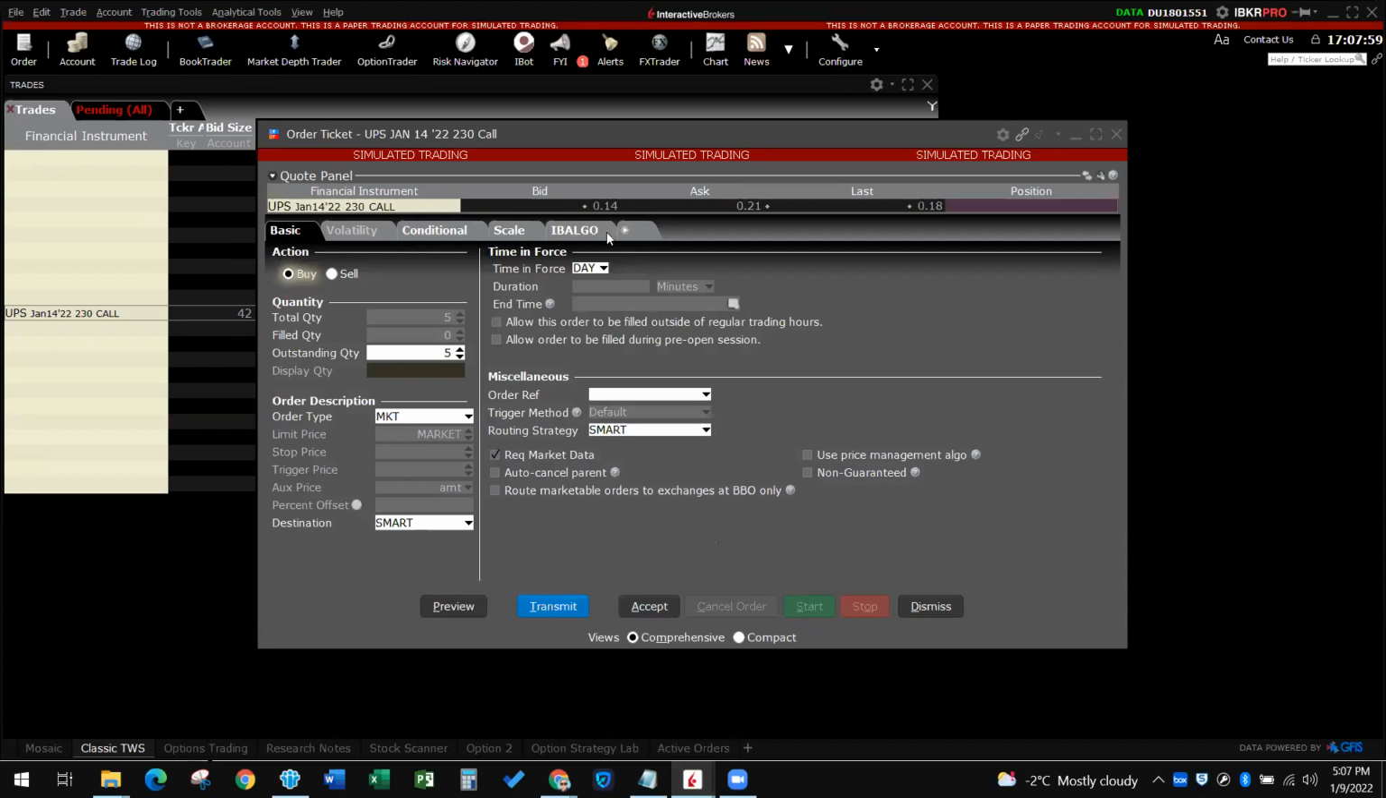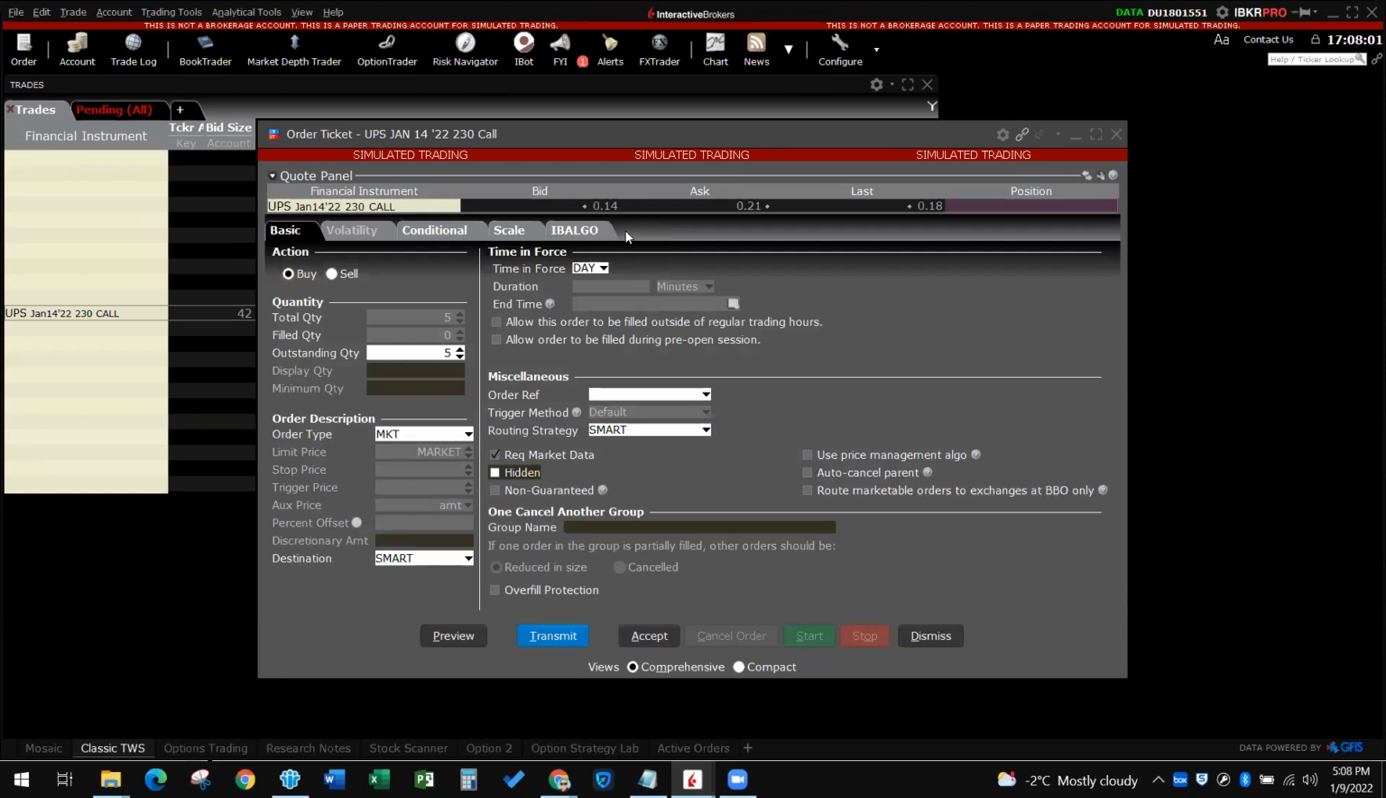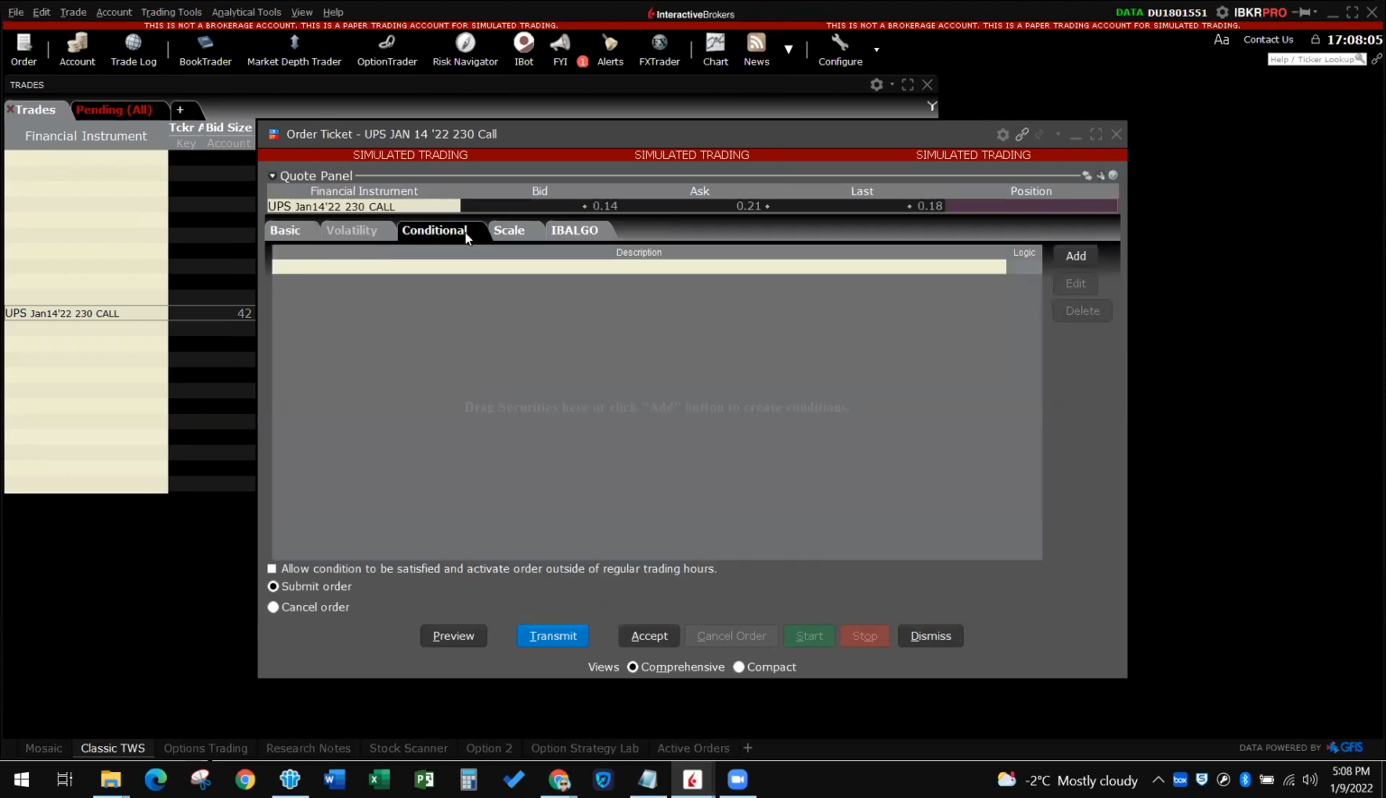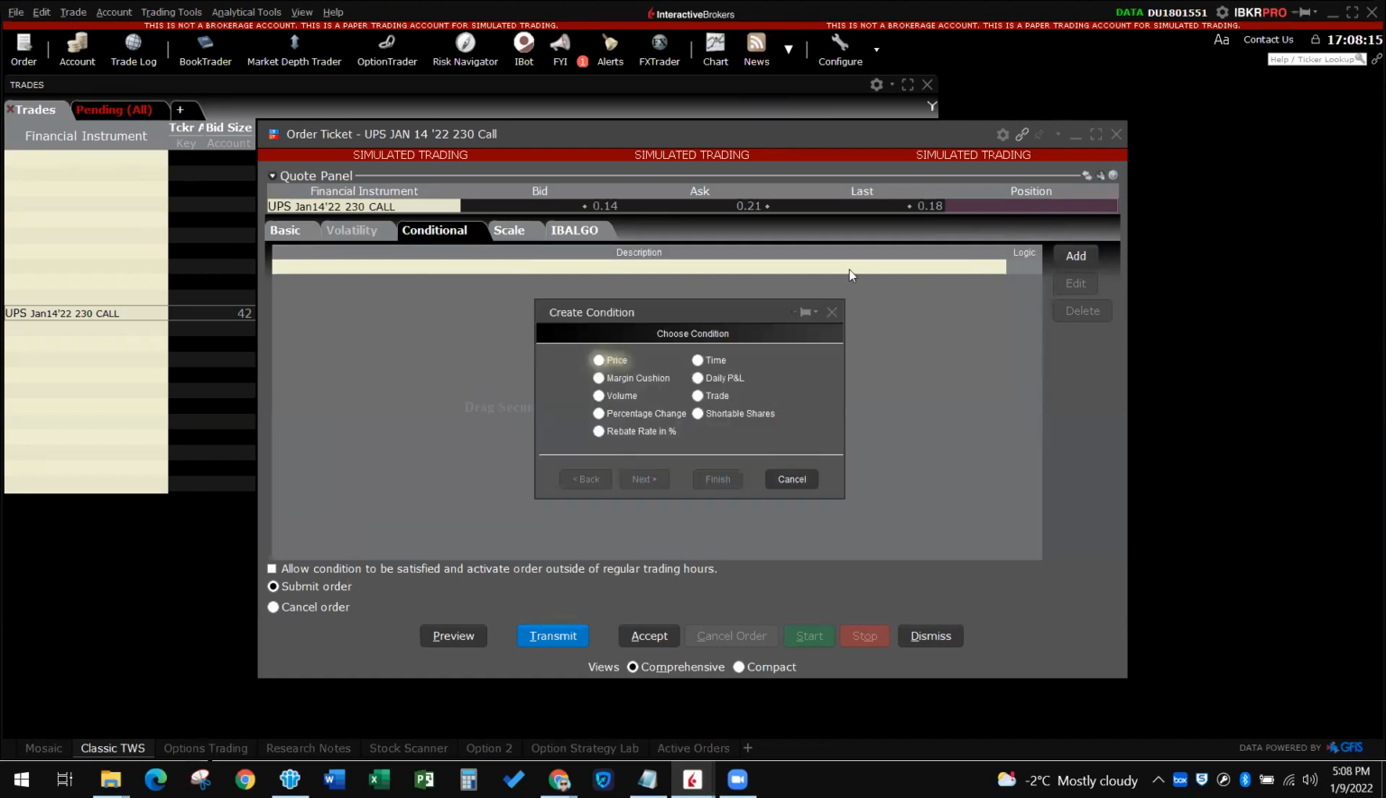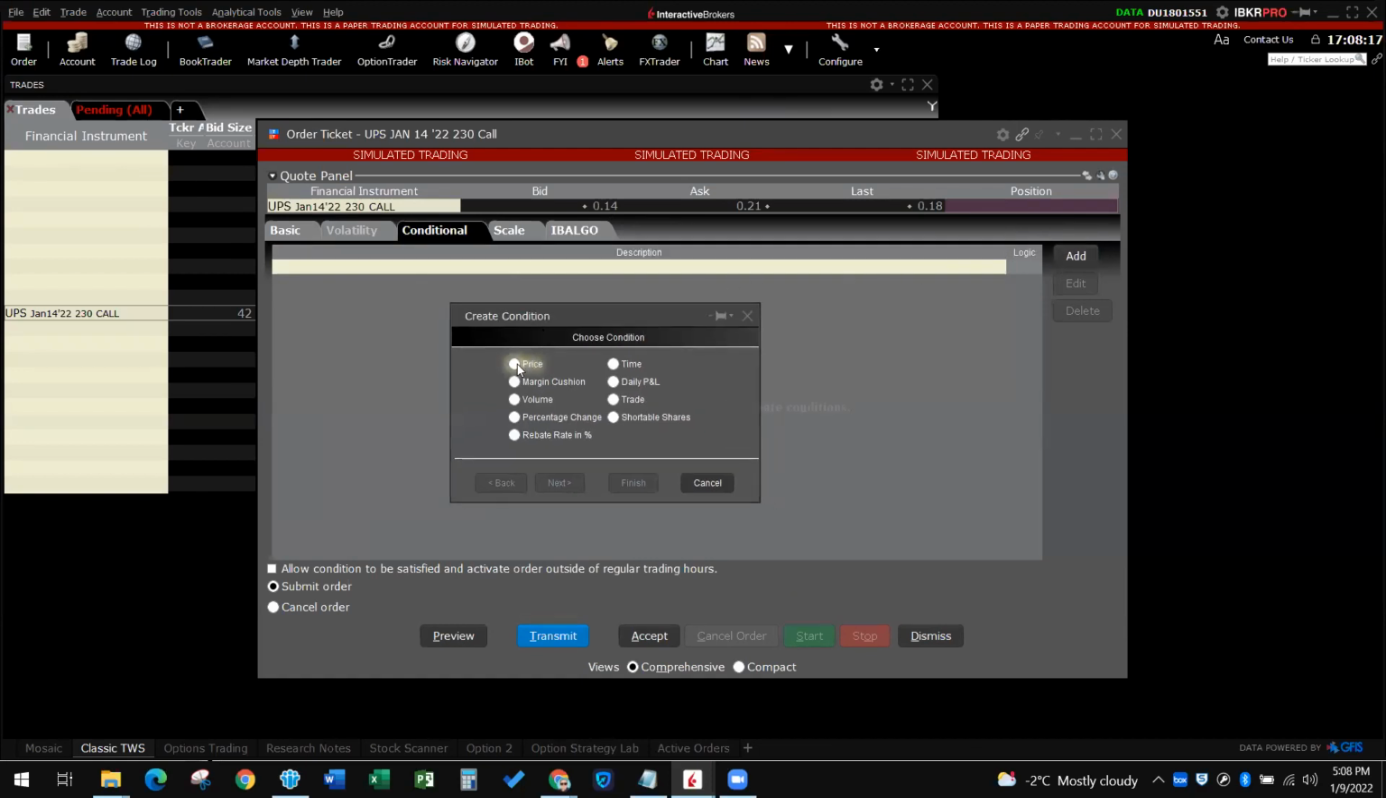If you don't see this conditional tab, there is something like a star here. You just press that and this will show up. Okay, in this conditional tab, you should press the add button. Then the first item is the price. Create condition, the price. Okay, I choose price.